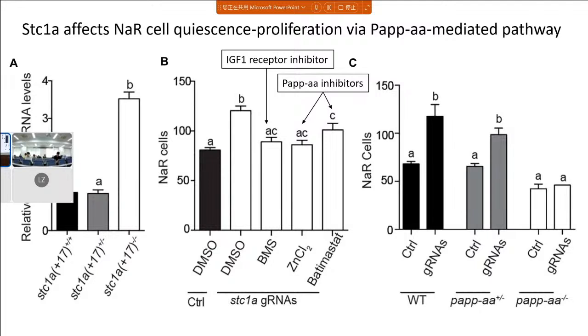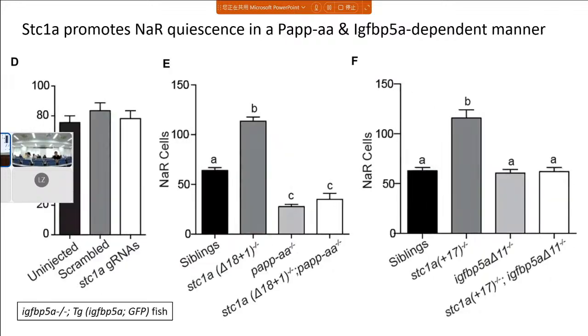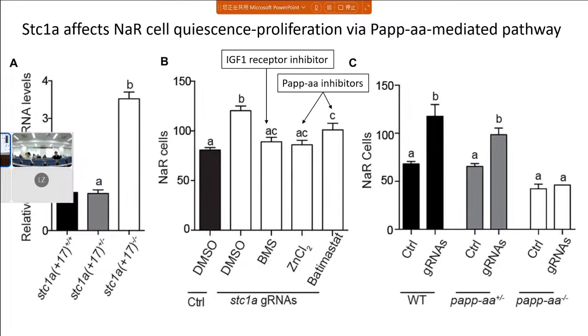And as for the other three groups, we can see that since BMS is an IGF receptor inhibitor, it blocks the IGF receptor pathway, and it does not allow further IGF signaling. And zinc chloride and betimastat, these two are PAPPAA inhibitors. So it kind of blocks further mechanism as well.